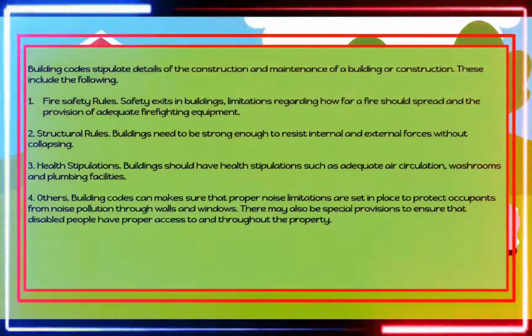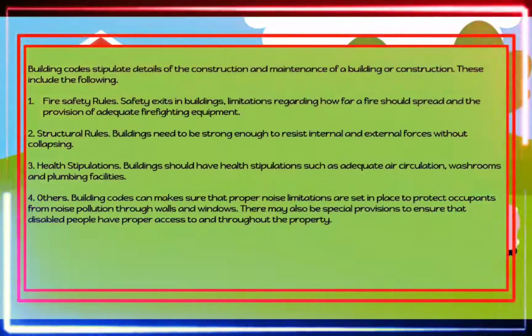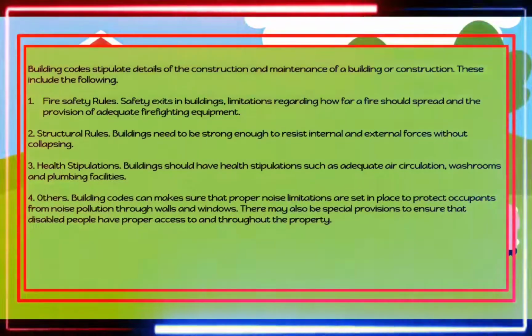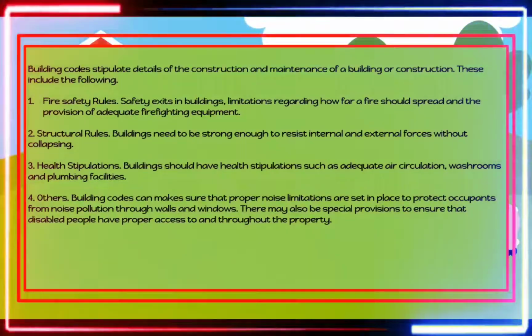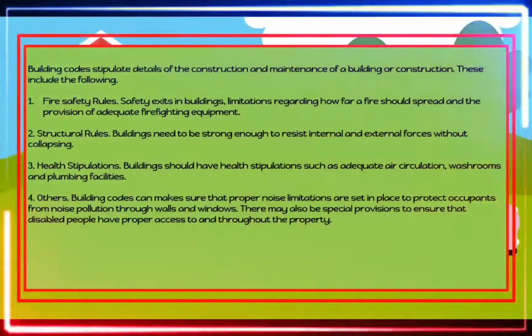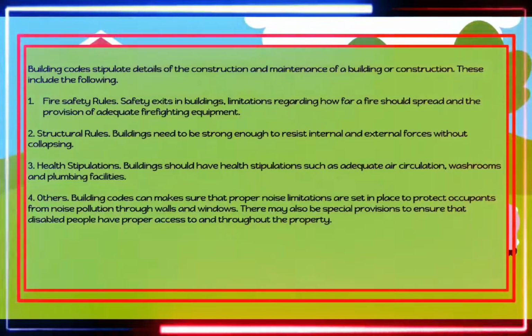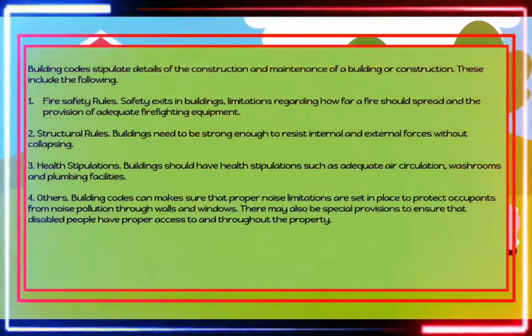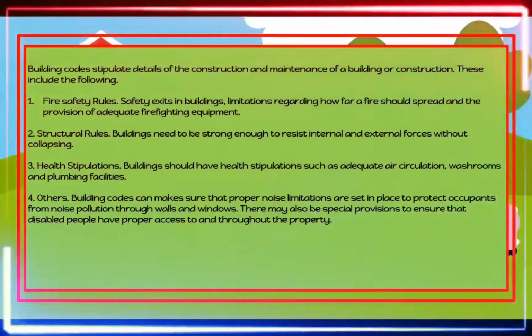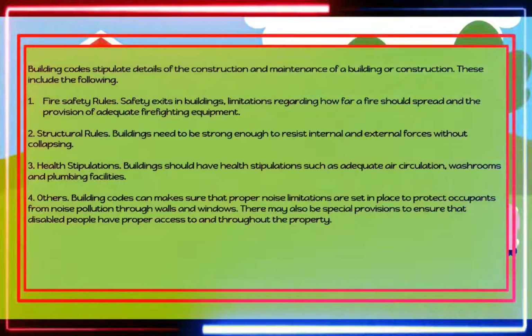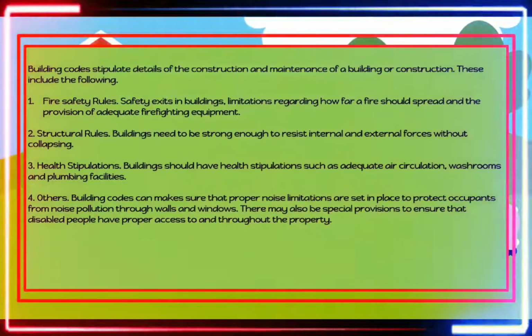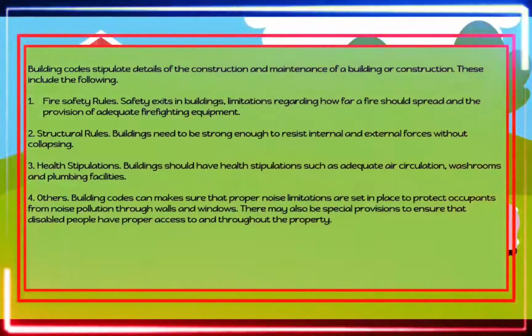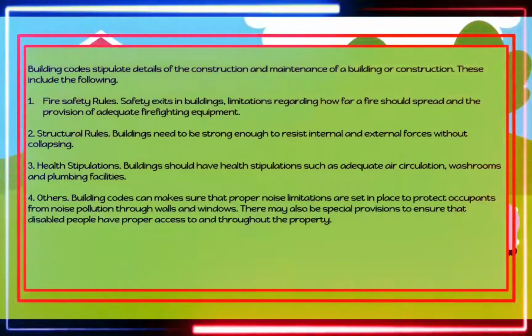Building codes stipulate details of the construction and maintenance of a building or construction. This includes the following. 1. Fire safety rules: safety exits in buildings, limitations regarding how far a fire should spread, and the provision of adequate firefighting equipment. 2. Structural rules: buildings need to be strong enough to resist internal and external forces without collapsing.